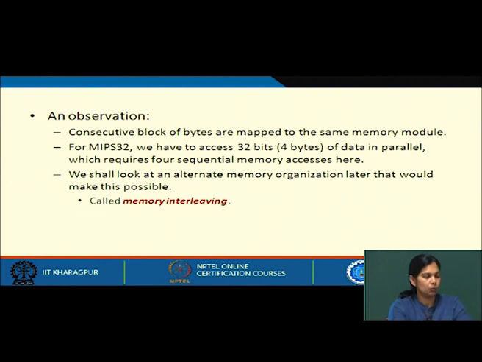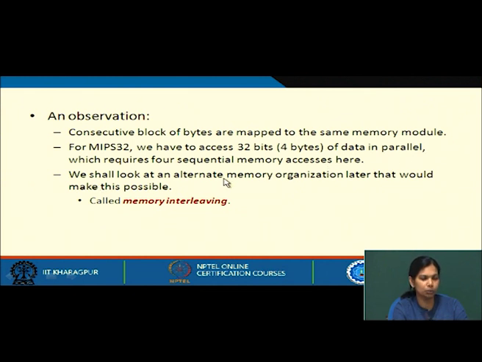Let us see what observation we are getting. We can observe one thing, that the consecutive blocks of bytes are mapped to the same memory module. For MIPS, we have to access 32 bits, that is 4 bytes of data in parallel. To do that, we require 4 sequential memory accesses, because it is 8 bits, so one by one by one we have to access it.